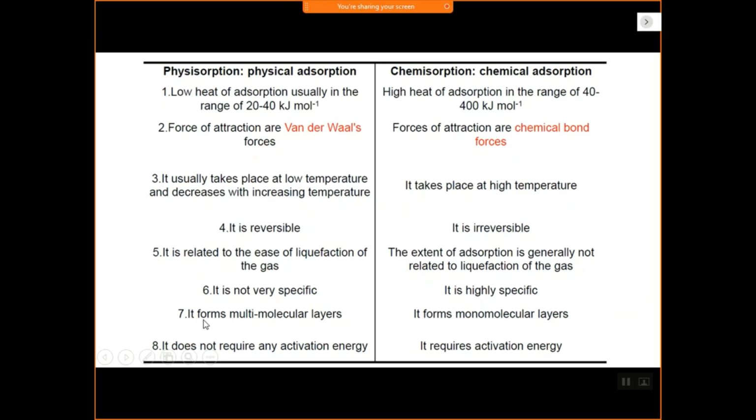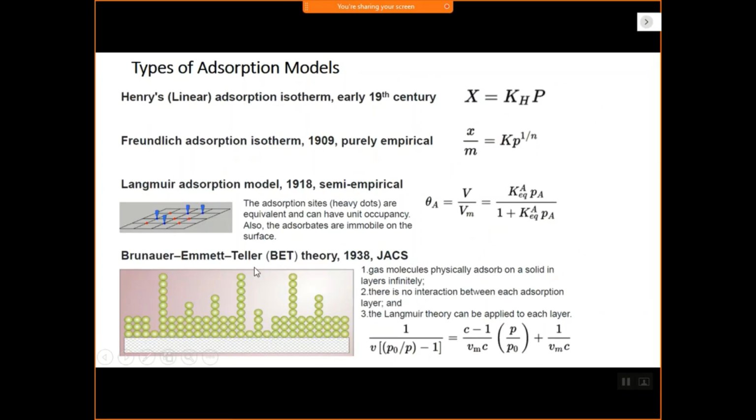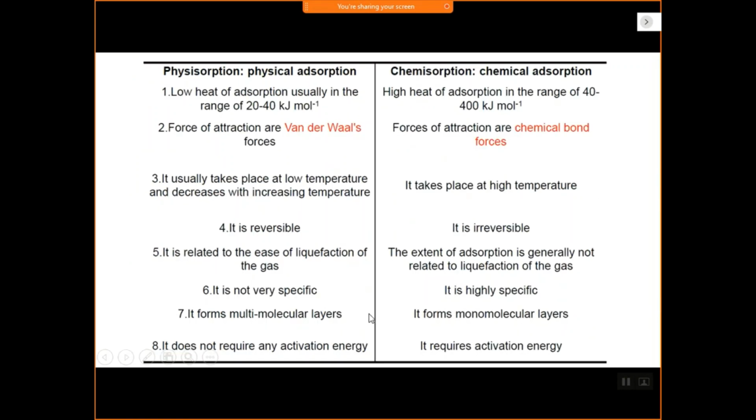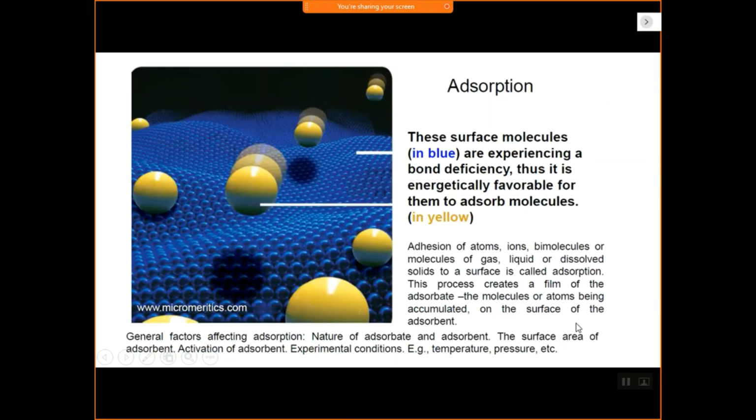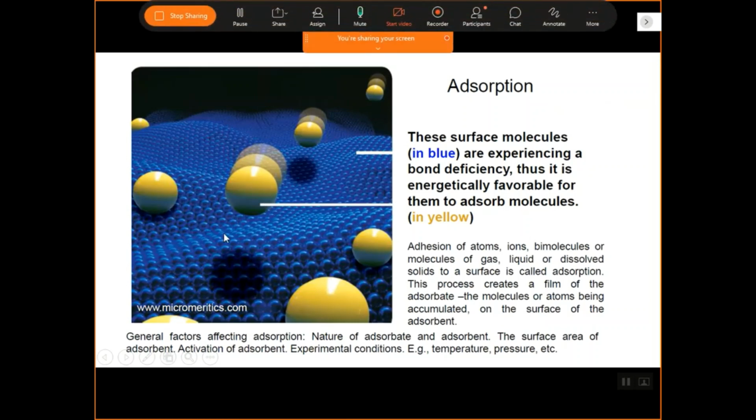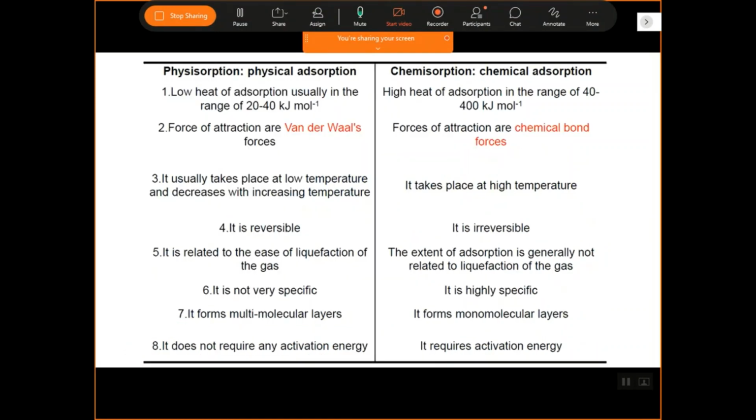It forms multimolecular layers with physisorption. You'll have molecules stacking, and there's a good picture of that here. So you'll have multi-layers that bind with physisorption, and chemisorption forms monomolecular layers, so it would just be like, you know, one of these balls here on the adsorbent binding to that on monolayers. And then as far as energy goes, physisorption usually doesn't require much, if any, activation energy, and with the chemisorption there is some that's required.